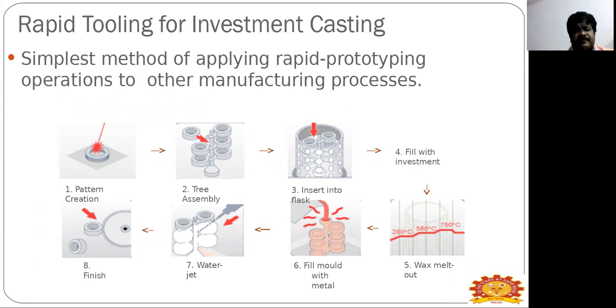The materials which we use in rapid tooling are most important. First we go for nylon GFS. Nylon is also a thermoplastic.